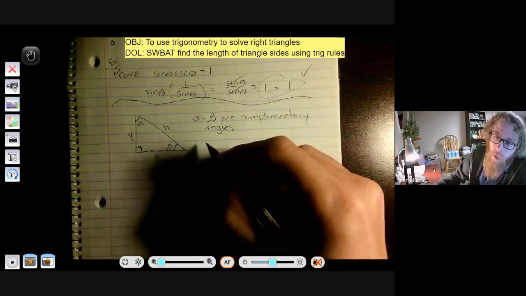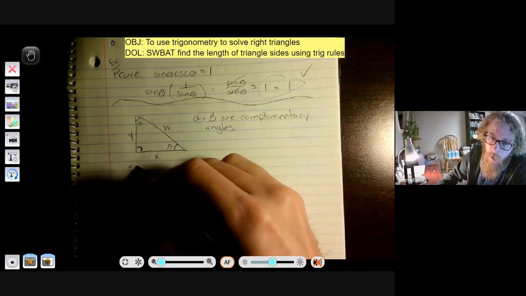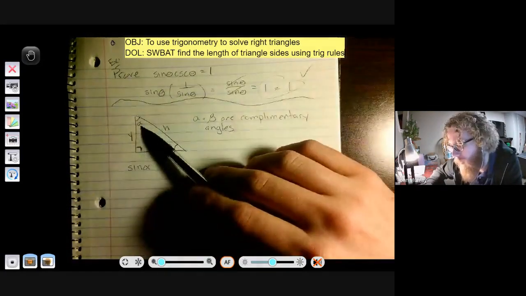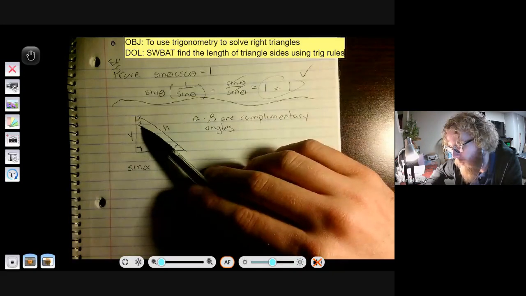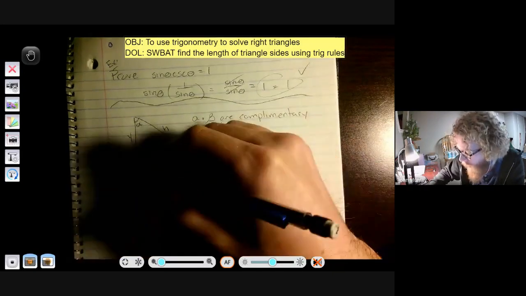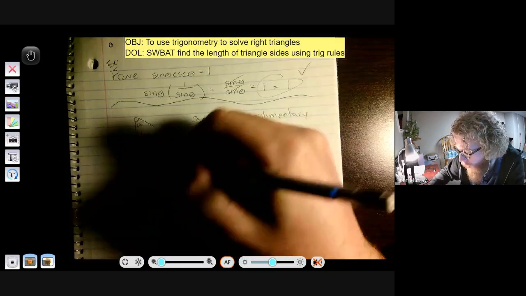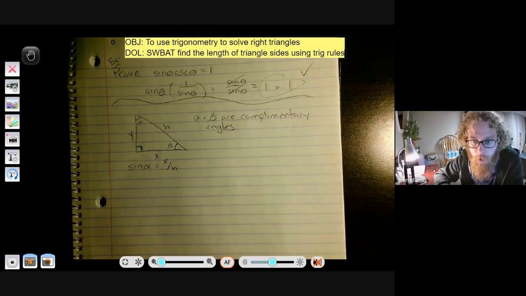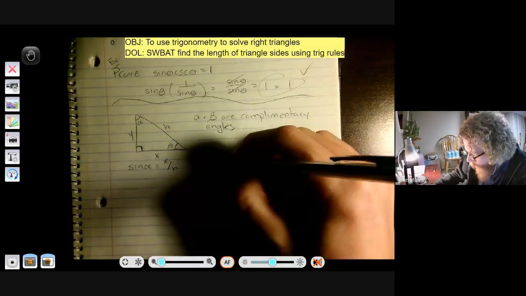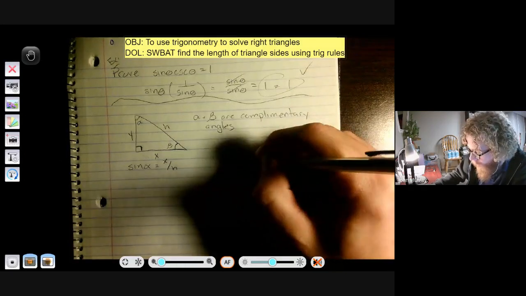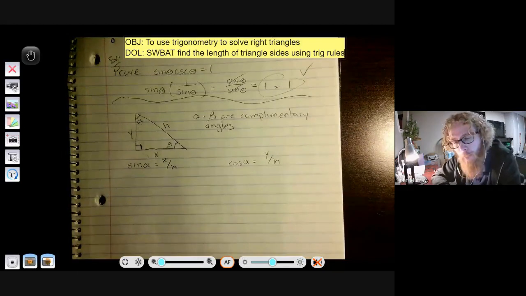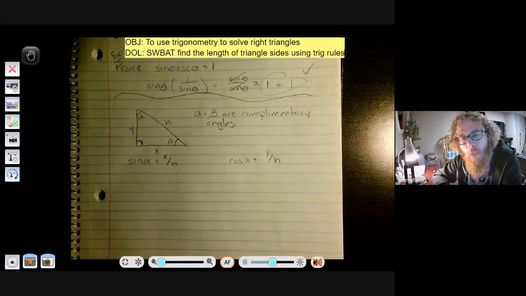So if I'm looking at alpha and I take the sine of alpha, remember sine is opposite over hypotenuse. So my opposite would be x. My hypotenuse would be h. Obviously if they were numbers, we would make the fraction out of it, but we're just using the variables. The cosine of alpha would be the adjacent y, again, over our hypotenuse h.